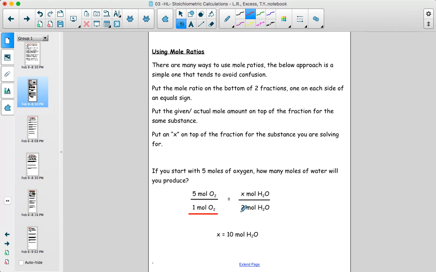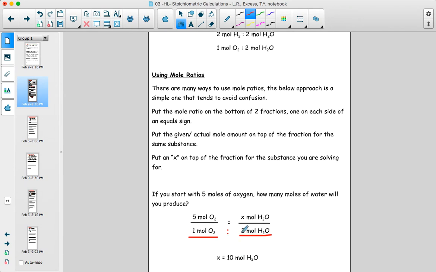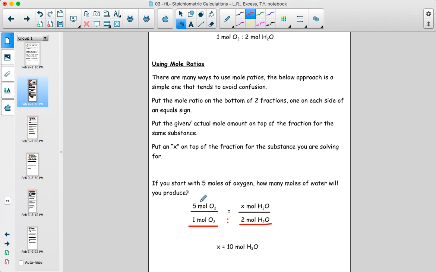So 1 mole oxygen for every 2 moles water. So I'm sort of setting up a ratio here without actually making the colon to show it's a ratio. And then on top, I plug in whichever mole amount I actually know. So in this problem, I was given the moles of oxygen. So I'm going to put the moles of oxygen on top of the coefficient of oxygen in the equation. So 5 moles oxygen on top of the 1 mole oxygen. And on the other side, I'm just going to put X.